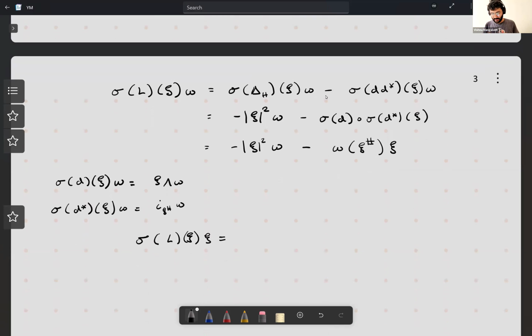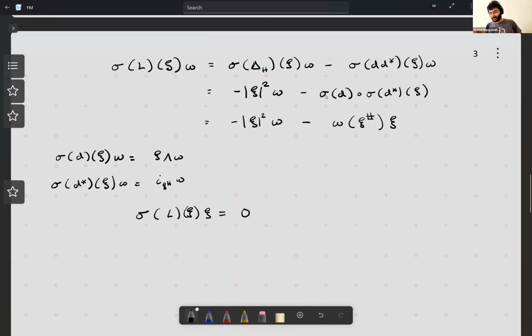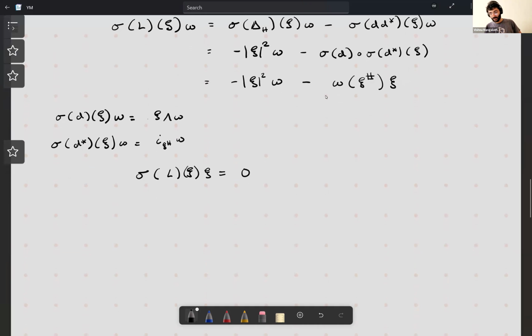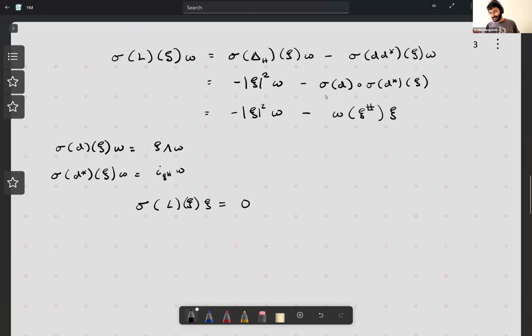So I made a mistake here, because I should get that if I act on xi, if omega and xi are parallel, then I should get 0 here. But this doesn't look like it's giving me 0. So I must have made some mistake in this calculation. But you get something like this, which should give you 0 if you do this. Maybe this is negative. One of these two might be negative. Okay, so something's wrong here, but we should conclude that this is not elliptic.